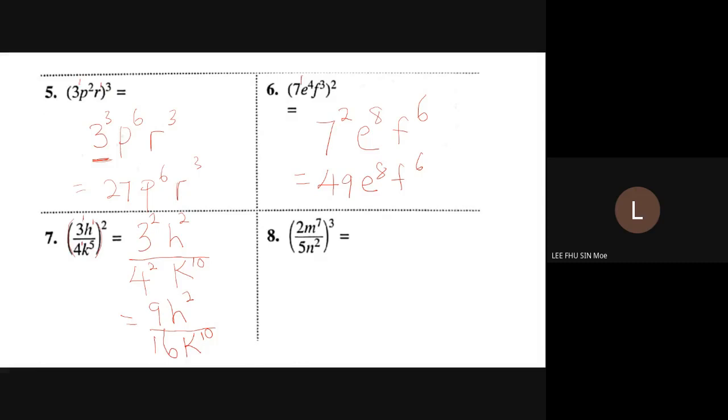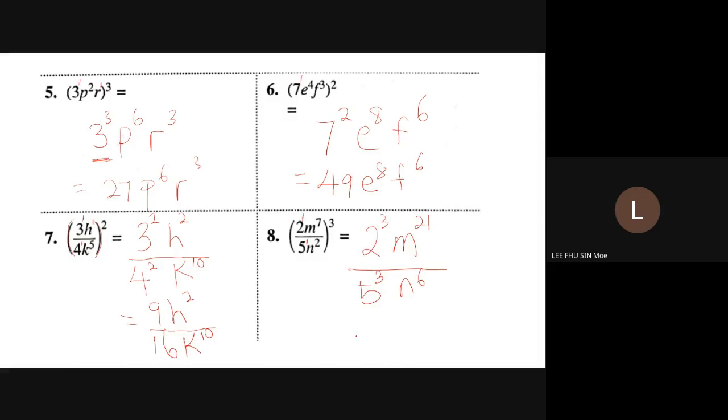Okay, this one is also the same thing. You put 1 first, and then this is also 1. So it becomes 2 to the power of 3, M to the power of 21, 5 to the power of 3, N to the power of 6. I hope you understand this one.